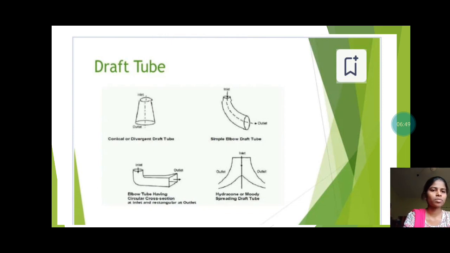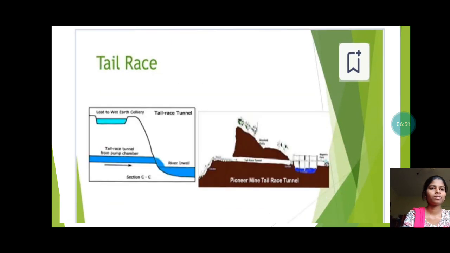In these four diagrams are present, and it is tail race. Ninth one is tail race.